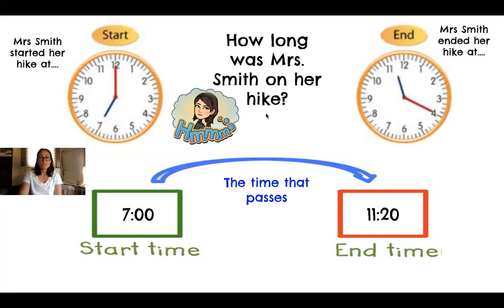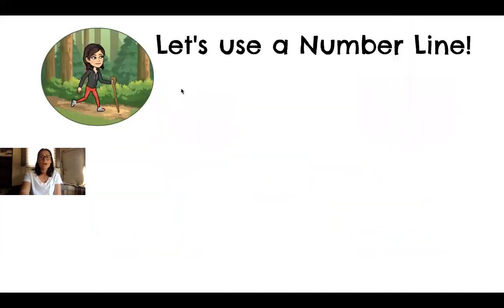So the question is, how long was Mrs. Smith on her hike? Well, that's what we're trying to calculate, how long I was on my hike. And how am I going to do that? How am I going to calculate this? Did anyone say use a number line? Well, you should have, because that's how we're going to do it. All right, so let's use a number line.